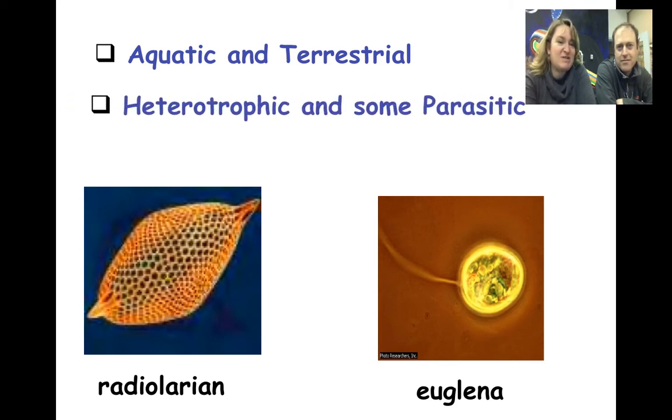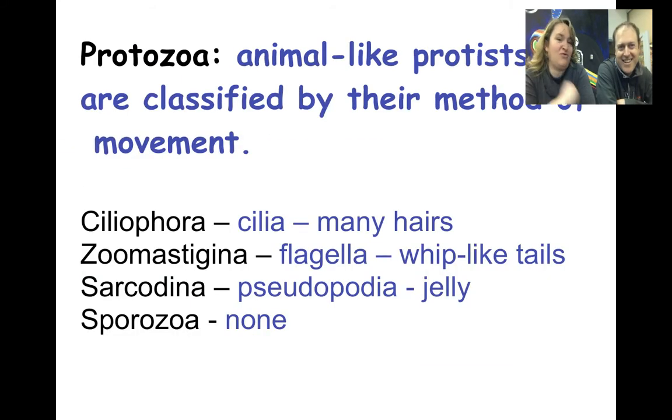There we go. Some of them are heterotrophic, so they have to go find their food. Some of them are parasitic, and a few of them are autotrophs too, which are my favorites. I tell them you'd never be hungry. You're autotrophic and heterotrophic. Yeah, that would be nice. So they're considered like an animal, but they're not an animal. And protozoans are classified basically by how they move around.